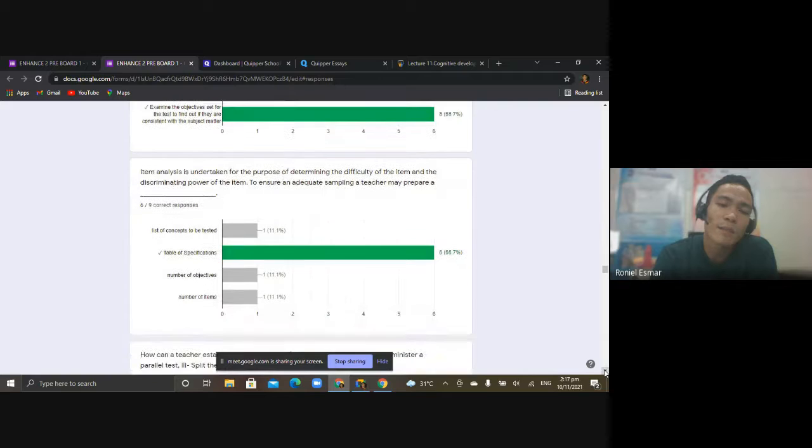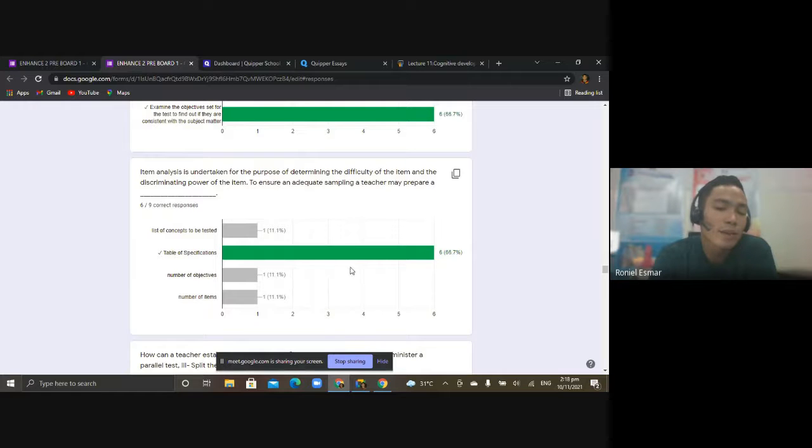Next item. Item analysis is undertaken for the purpose of determining the difficulty of the item and the discriminating power of the item. To ensure an adequate sampling, a teacher may prepare a what? A list of concepts to be tested. Is it the concepts that should be included? Now, if we try to measure the index of the discriminating power of each item, is it the number of objectives or perhaps the number of items?